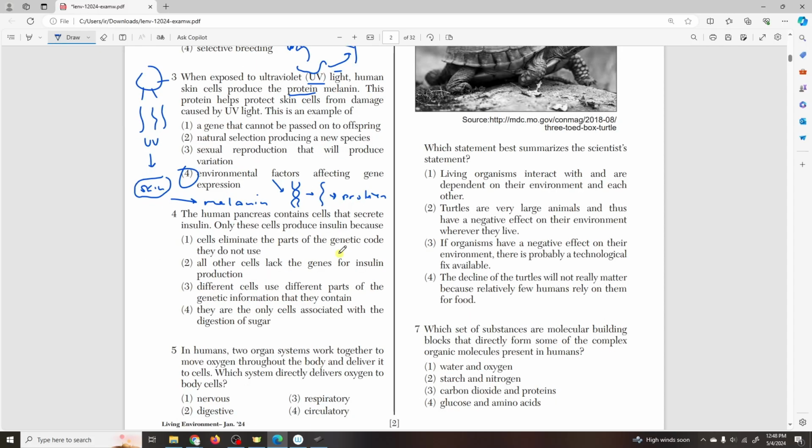So number 4 says that the human pancreas contains cells that secrete insulin. Only these cells produce insulin because of what?